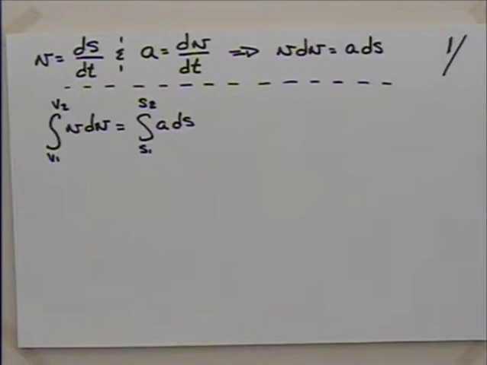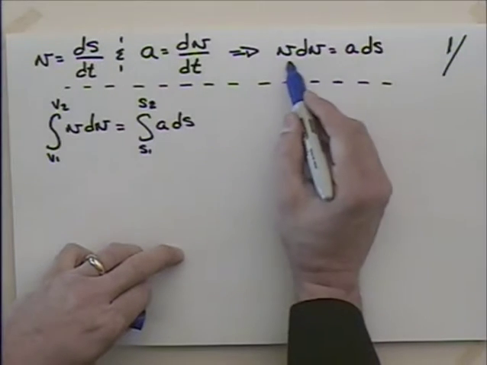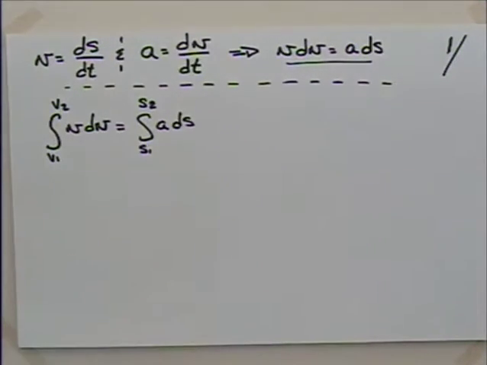So I think we left off last time with the expression that the velocity is equal to the change in position over the change in time, that the acceleration is the change in velocity over the change in time. And then we solved those two together to come up with our old friend that v dv is equal to a ds. You remember that from last time?